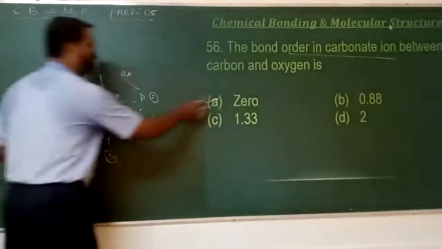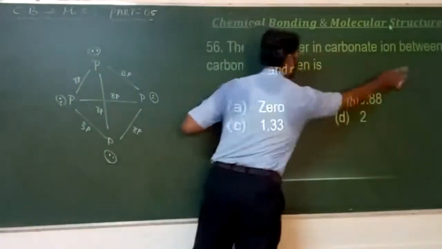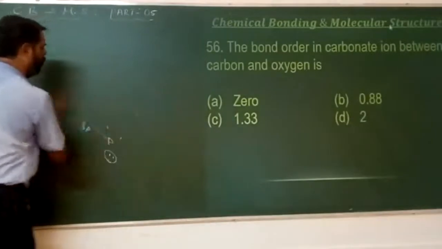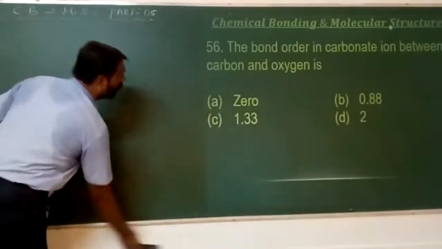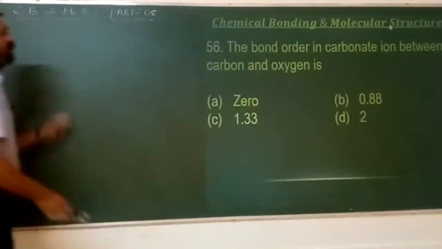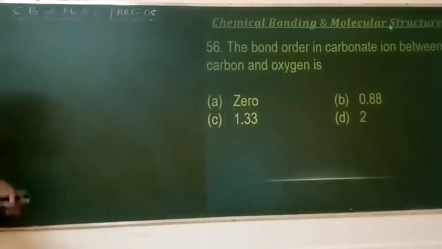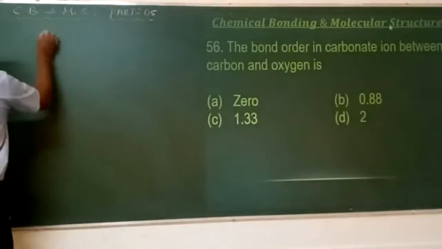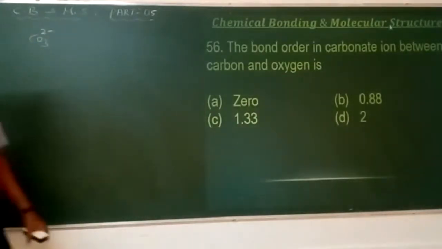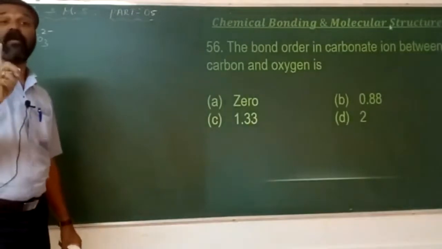Next. The bond order in case of which one? The carbonate ion. Between which molecules? Carbon and then the oxygen is going to be how much? CO3 2 minus. Before that you have to be very perfect in getting the Lewis dot structure.